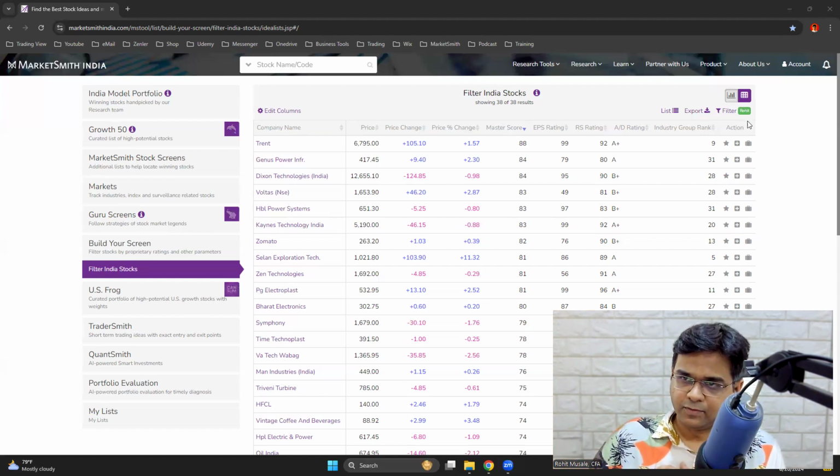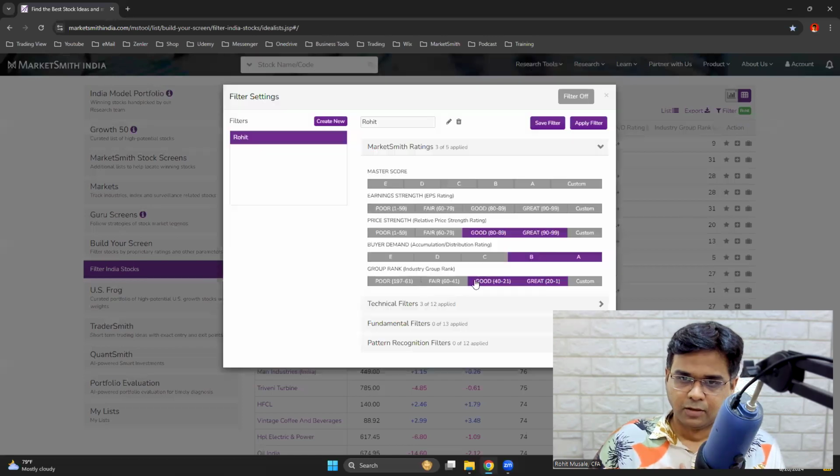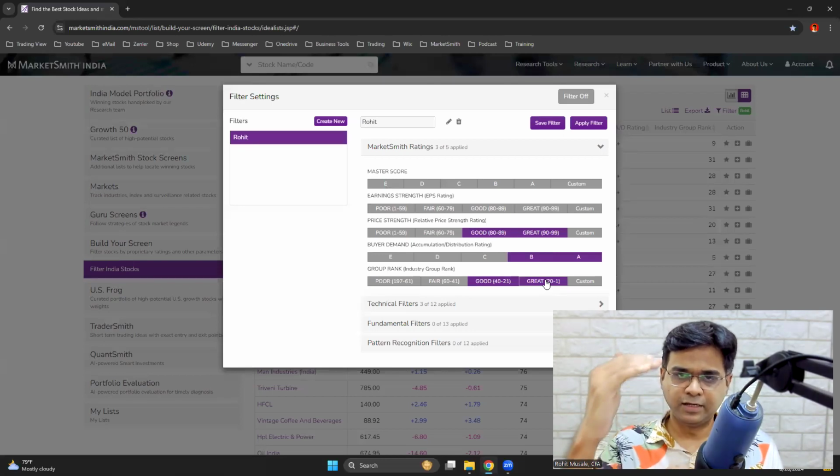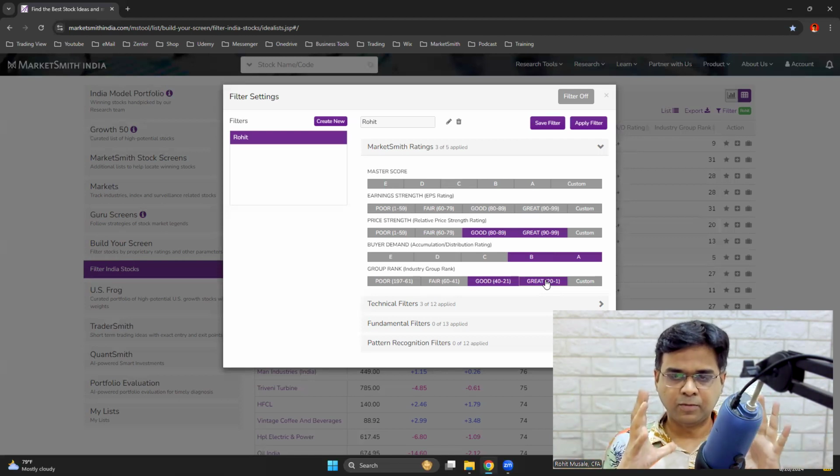So if you look at this filter, here you see group rank, industry group rank. Great means industry rank 1 to 20. Now, how do they come up with these industry rankings? Well, they look at the performance of an industry. Every industry group has got stocks. The collective performance of the stock becomes the performance of the industry.